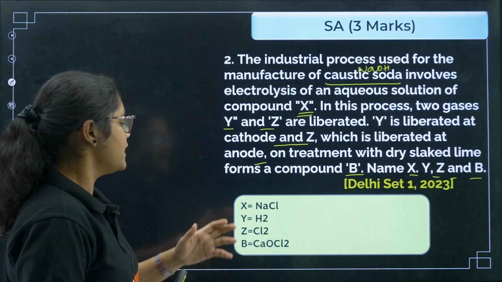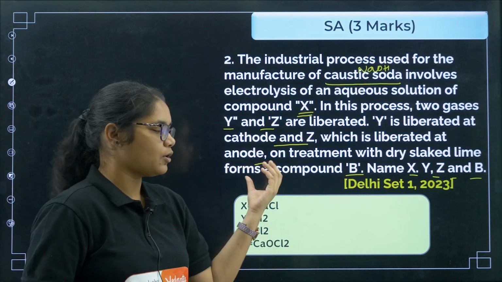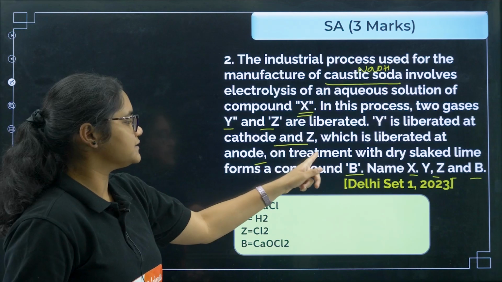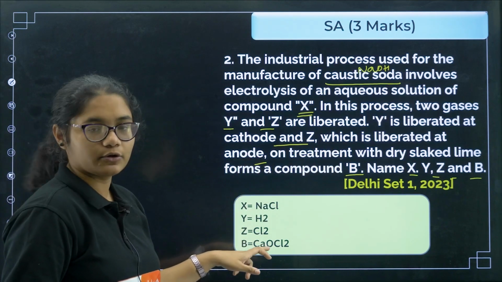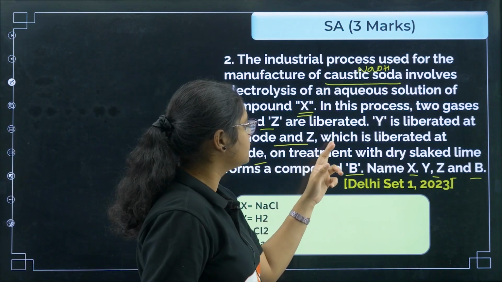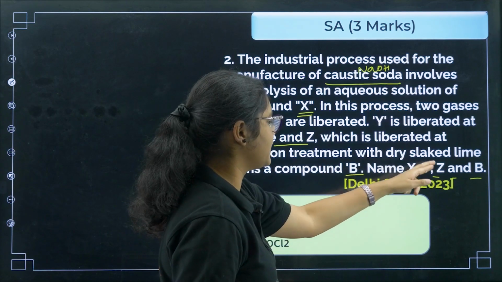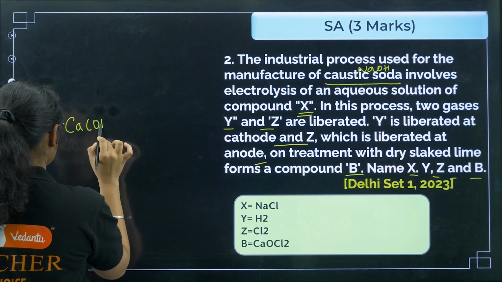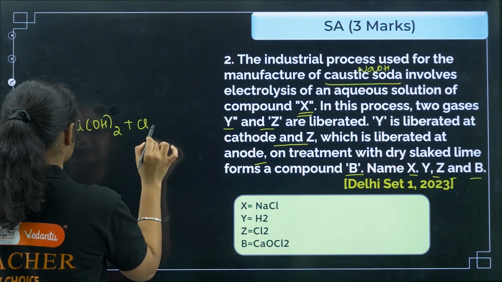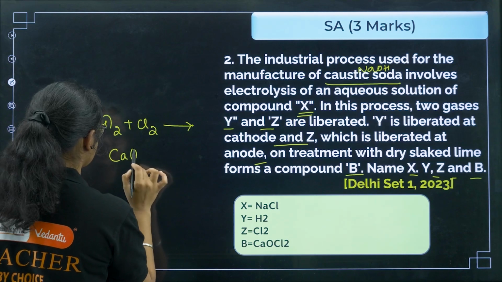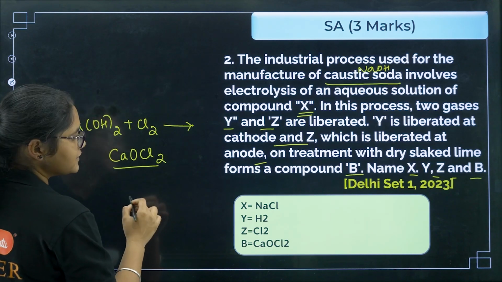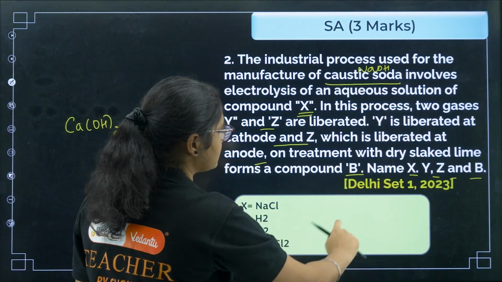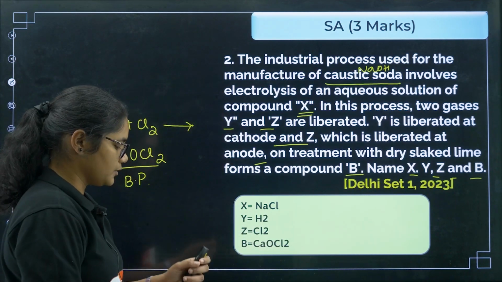So if you guess this one, X obviously is your brine solution or NaCl solution, and Y is liberated at cathode, so Y has to be H2. Z is liberated at anode, so Z will be Cl2. Now when you treat dry slaked lime with Cl2, this will be CaOCl2, and this is nothing but your bleaching powder. So that gives X, Y, Z and B.